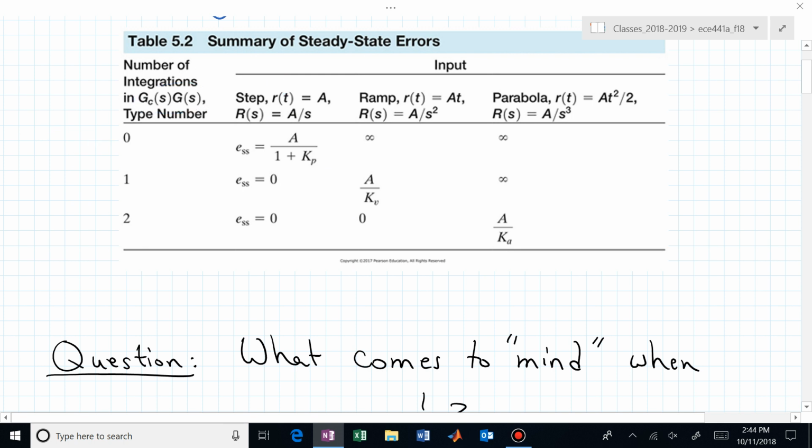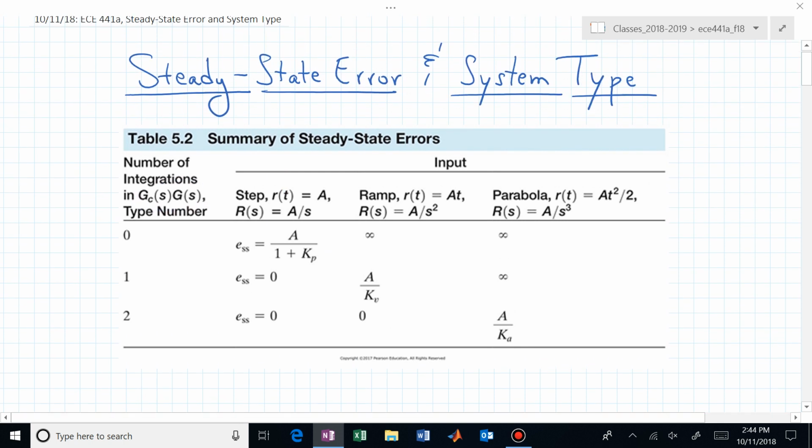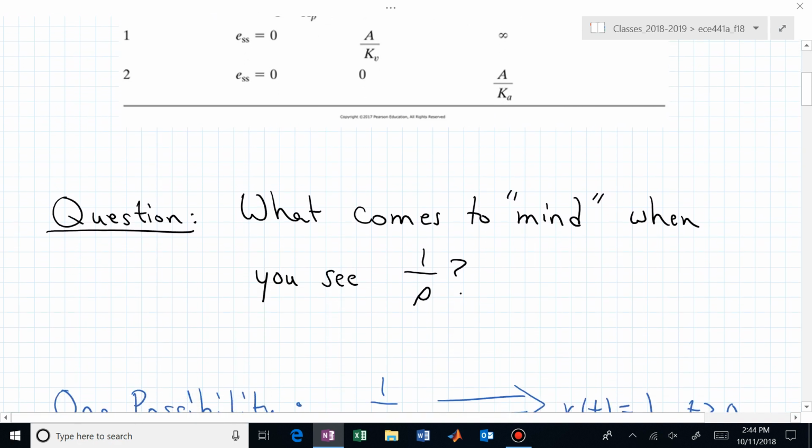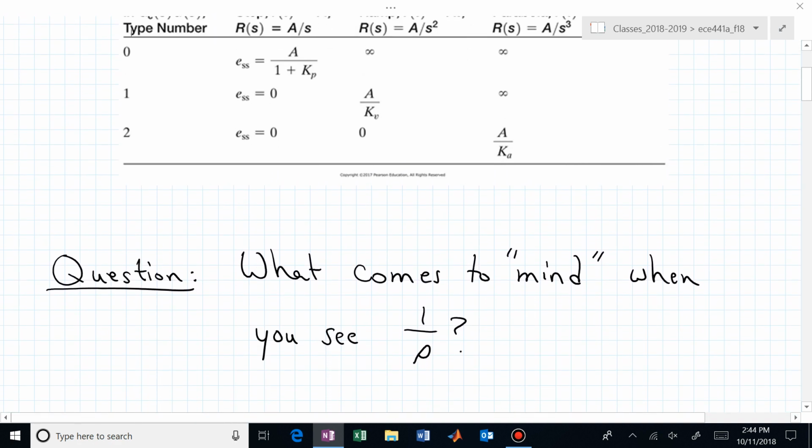Hopefully by the end of this video you will have a better understanding of what we mean by a system type and what that implies relative to steady state error, or the accuracy of our system in the steady state. Let's start by asking a question. What comes to mind when you see this expression 1 over s?